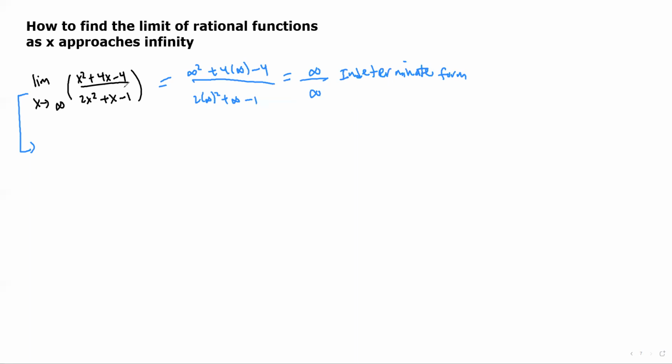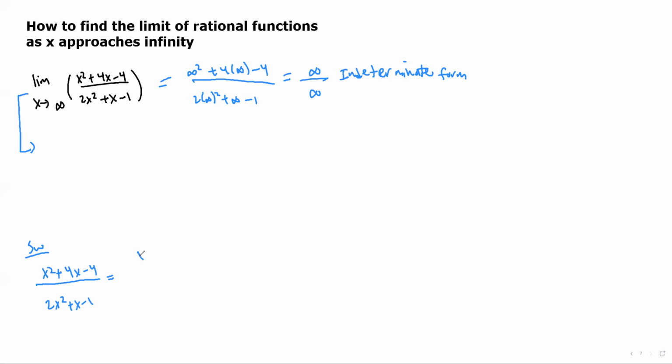Well, what I need to do is look in the denominator. As I look in the denominator, I need to look at the term with the highest power. So in this case, that would be x squared. And I will need to divide each of the terms by the highest power. So in this case, I'm going to put my scratch up here. And I'll have x squared plus 4x minus 4 over 2x squared plus x minus 1. So again, the highest power in the denominator is x squared. So I'm going to divide everything by x squared.